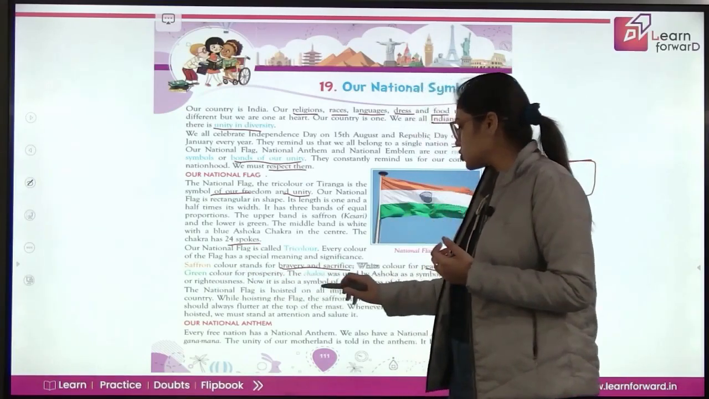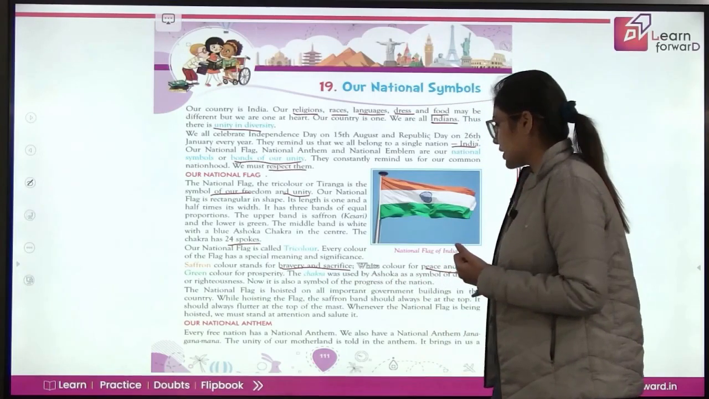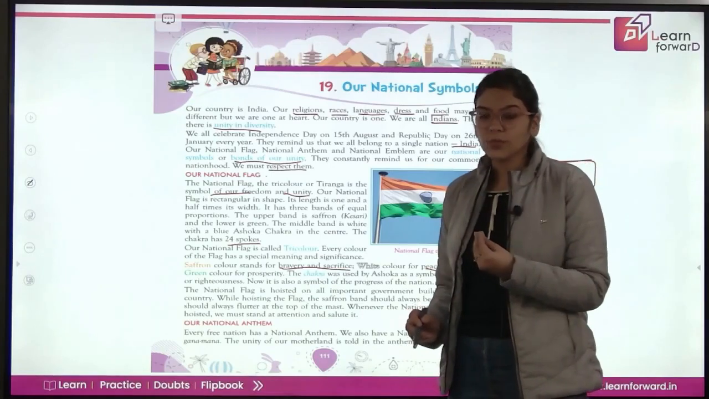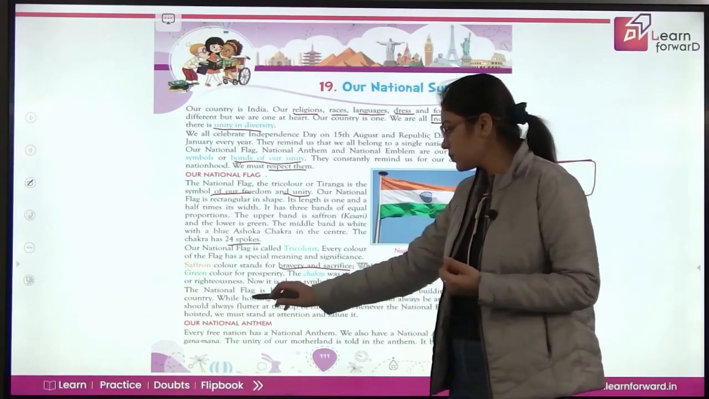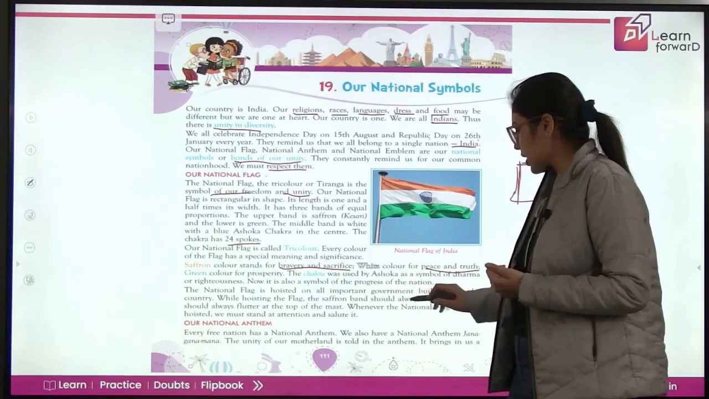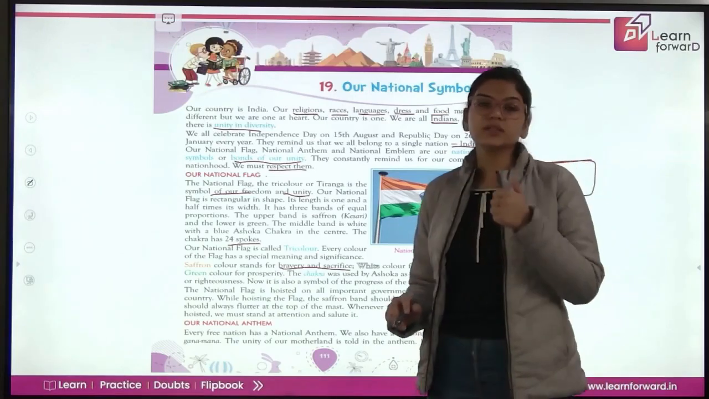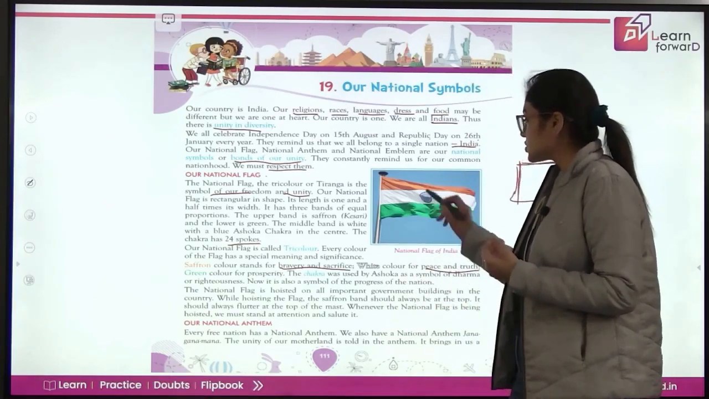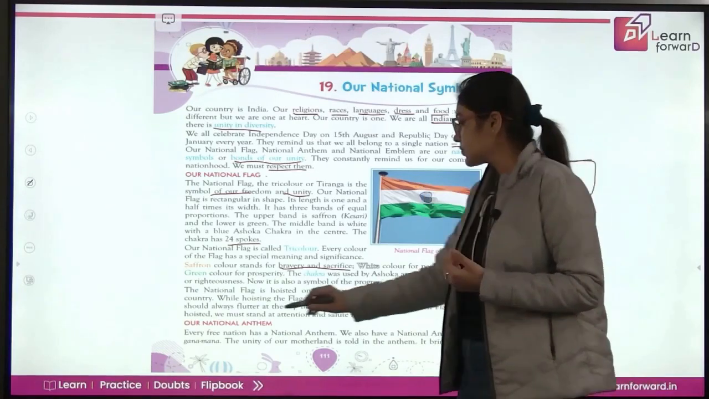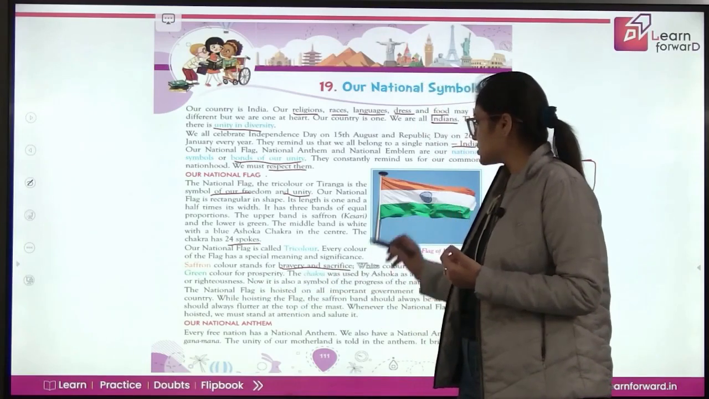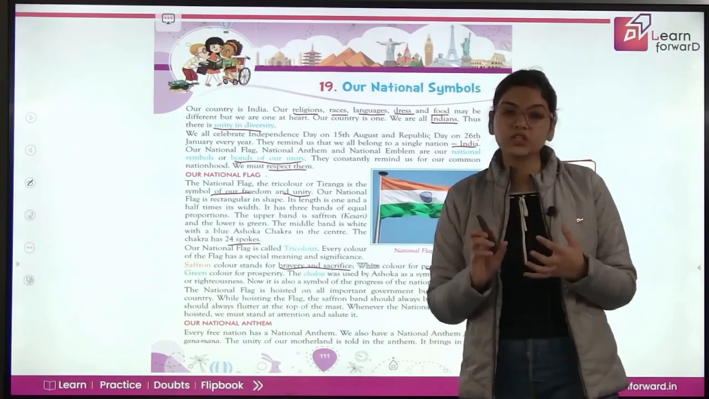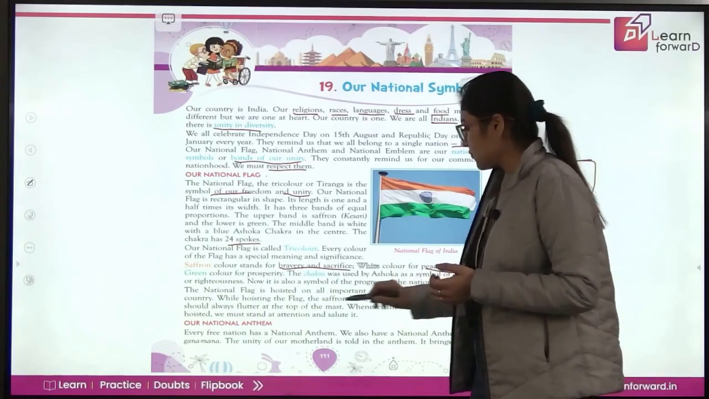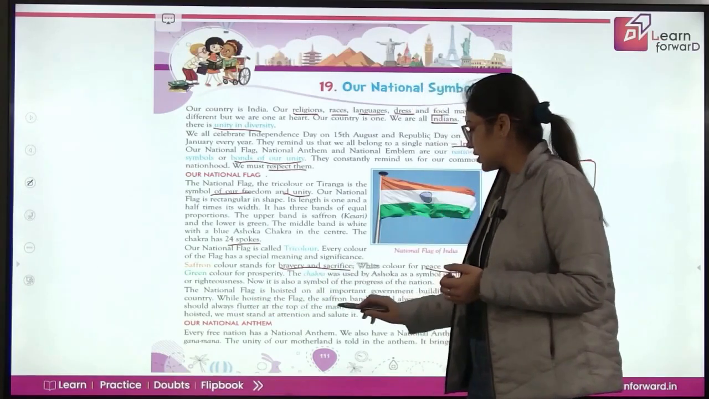The national flag is hoisted at all the important government buildings in the country. जितनी भी important buildings हैं country की which are owned by the government, the national flag is hoisted there. While hoisting the flag, the saffron band should always be at the top. So there are some things which we should remember while hoisting the flag. That is, the saffron color should always be on the top. It should flutter at the top of the mast, और जिस पे भी वो hoist किया जाएगा basically वो बिल्कुल top पे होना चाहिए.